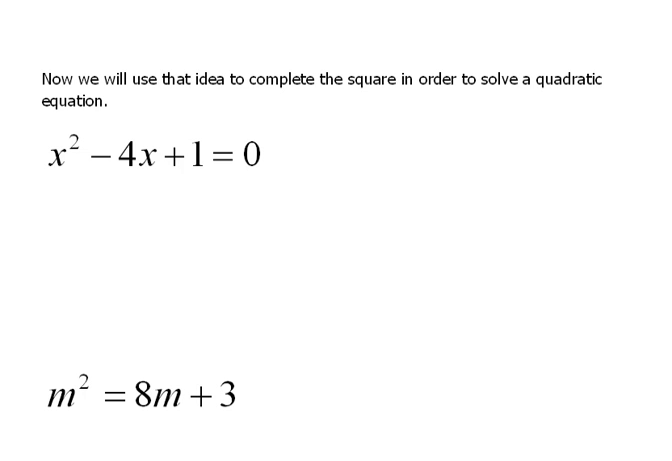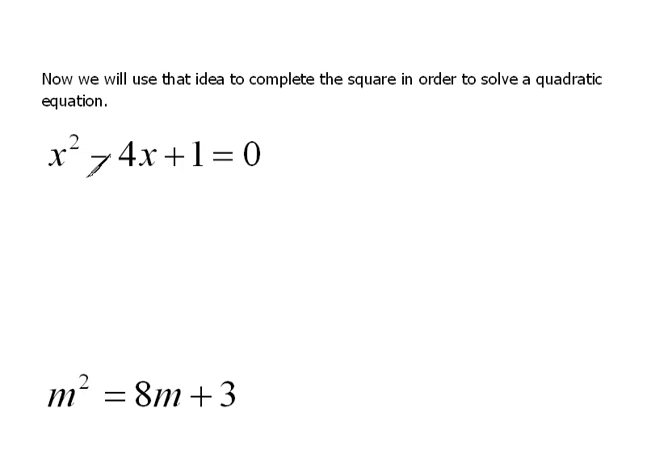Okay, now that we have talked about what completing the square is, let's figure out how we're going to use it in order to solve a quadratic equation. So we recognize that we have a quadratic equation here because the highest power of x is squared. Now, we can't factor this down. There's no two things that you can think of that would multiply together to get a 1 that would also combine to get a 4. So that tells us that factoring is not going to work here.